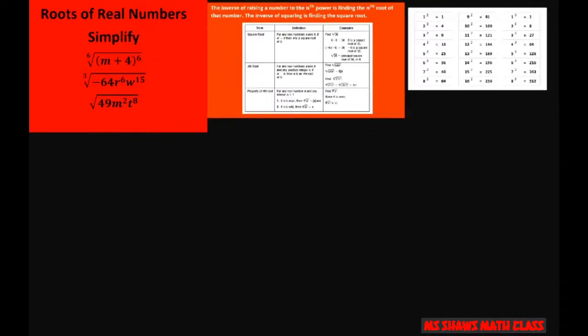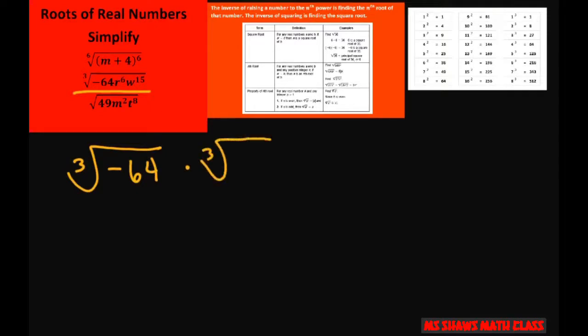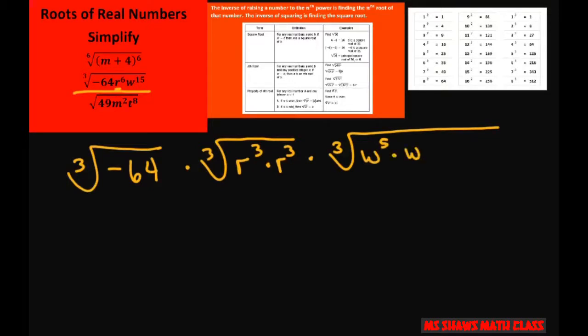Now the next one, let's break this up. We have cube root of negative 64 times cube root, and I'm going to write this r with 3. So r cubed times r cubed, because that equals r to the 6th. And then I'm going to write my w's with cubes as well. I'm going to have to do 5 of them.